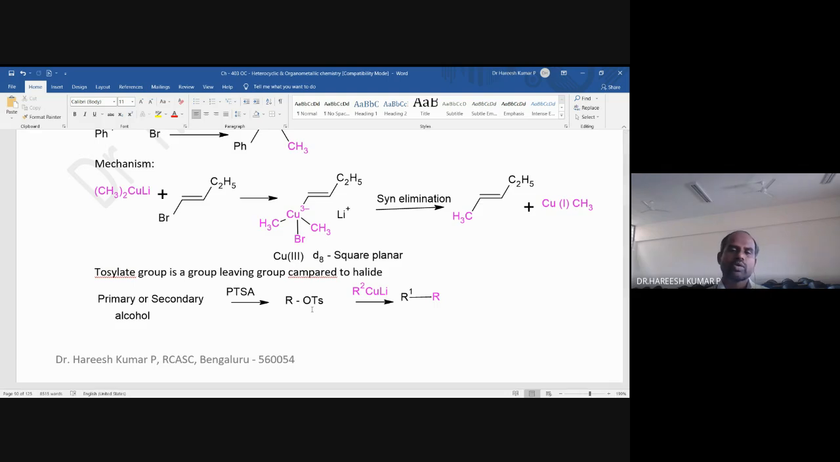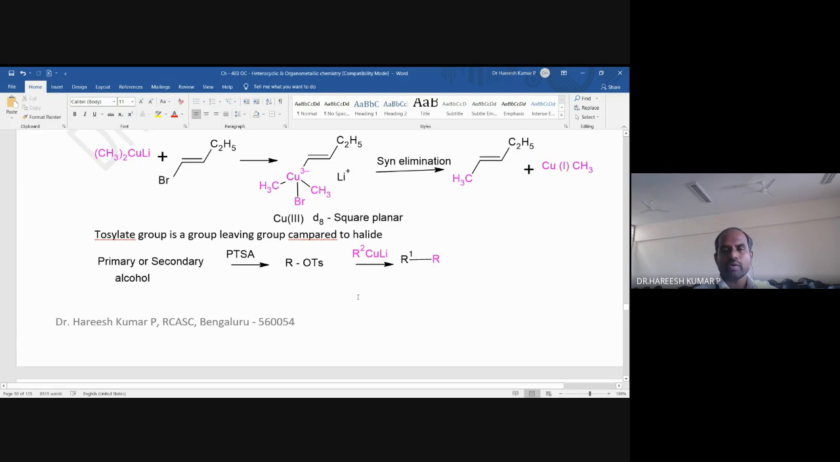So what is the need of doing this? Because in an alcohol, OH is the group, and OH is not a good leaving group. In order to convert OH into a better leaving group, it is converted into tosylate. Now this OTs will go out when there is an approach of a nucleophile. Here the nucleophile is the R group of the copper, so dialkyl lithium cuprate acts as a nucleophile. That means there will be a new bond formation between this R and this R, so the carbon-carbon bond formed product is obtained. So this is about one more substitution reaction of organocopper compounds.